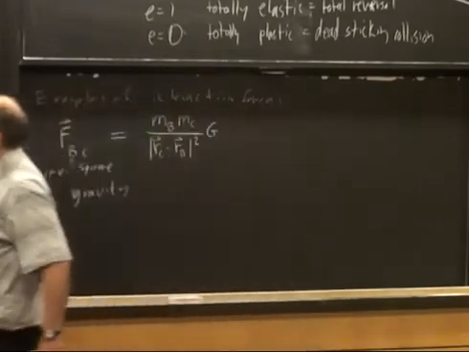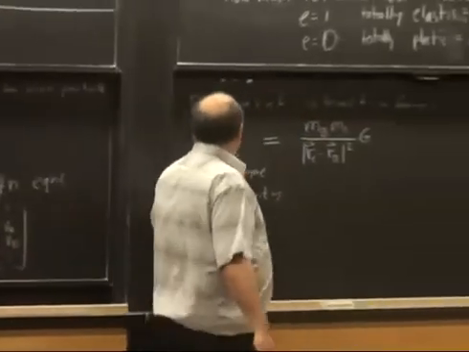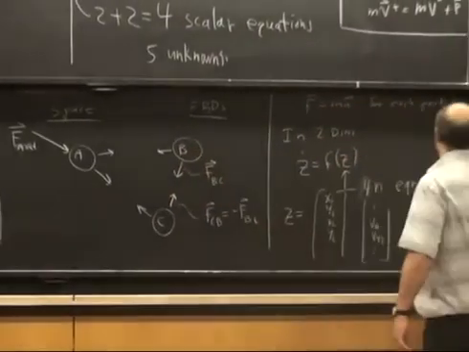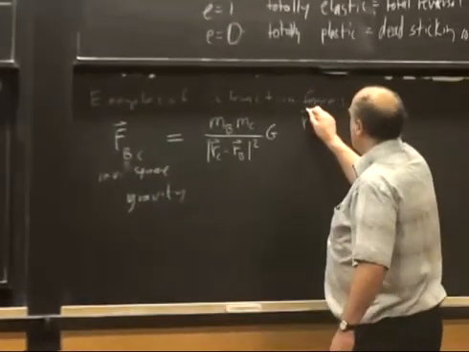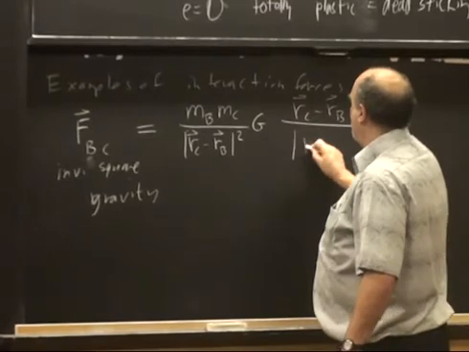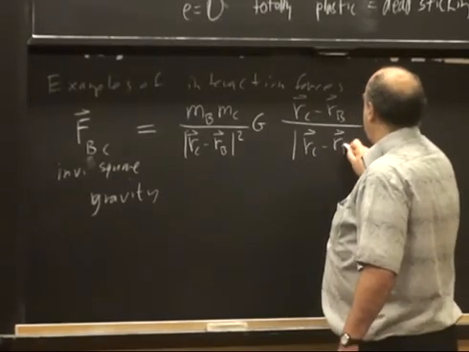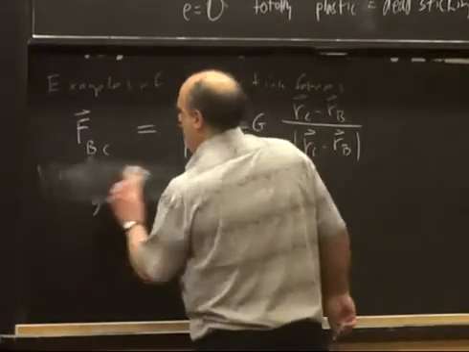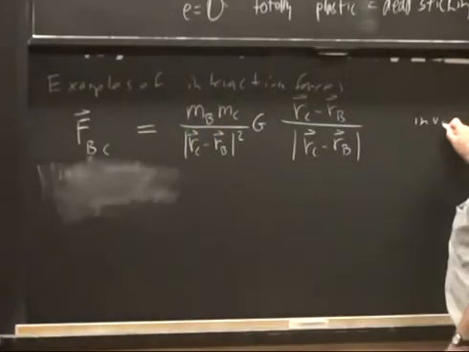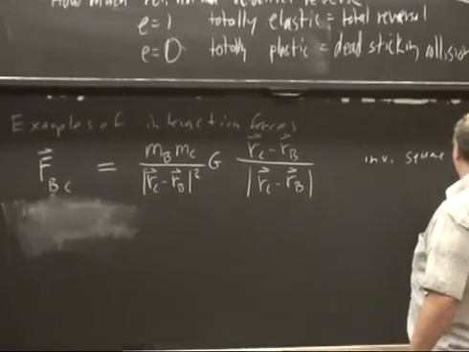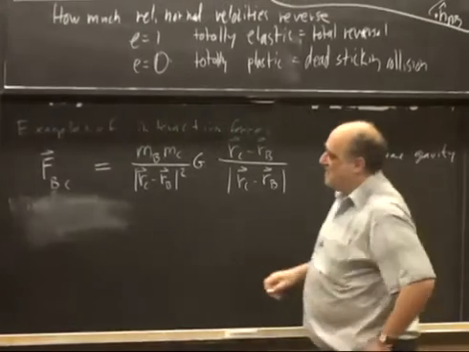The force on B from C is the position of C relative to B. So that would be RC minus RB divided by the magnitude of RC minus RB. So that would be an example of the force. That's inverse square gravity. And this is the famous one that Newton used to figure out the motion of the moon around the Earth and the Earth around the sun and so on.